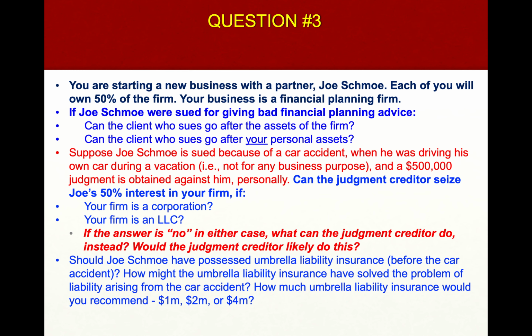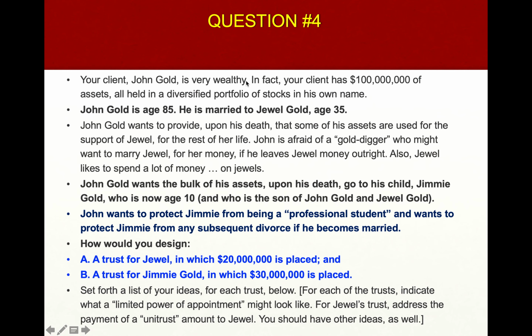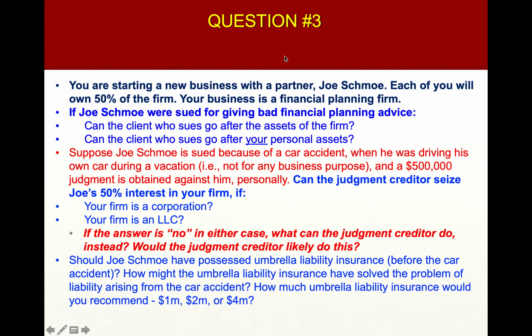The next question is, you are starting a business with a partner named Joe Schmo. Each of you own 50% of the firm. It's a financial planning firm. If Joe was sued for giving bad financial planning advice, can the client go after the assets of the firm? Certainly. Can the client go after Joe's assets because he gave bad advice? The answer is yes. You're responsible for your own behavior.